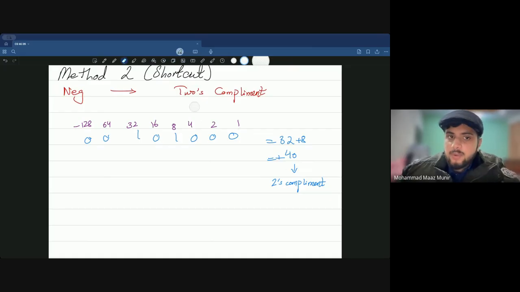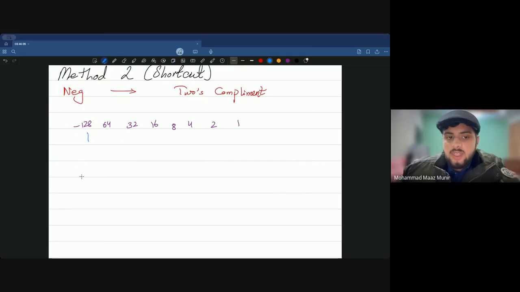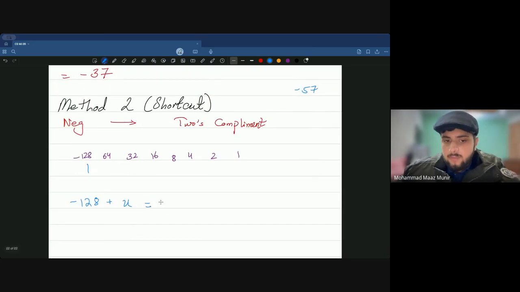But now if I have to represent a negative number, so for that the logic is going to differ in a way कि यहाँ पे जो मेरे पास 128 वाला bit है, this is going to be 1. So this means that minus 128 will be added with something, let's say x. So minus 128 should be added with something so that my final answer is what? My final answer is minus 57.